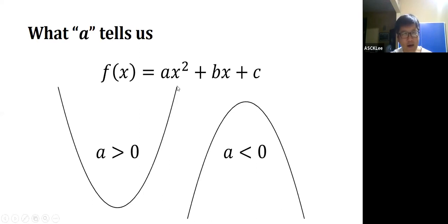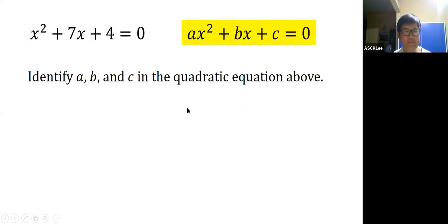All right, so that's what a tells us. And you can see how useful it is already. So identify a, b, and c. We have done this already, we won't go through it again. And a is 1.